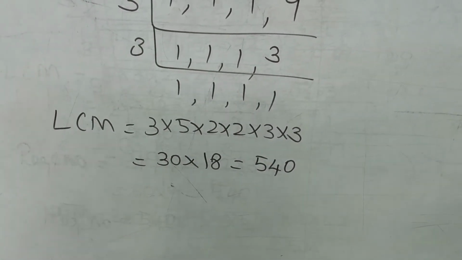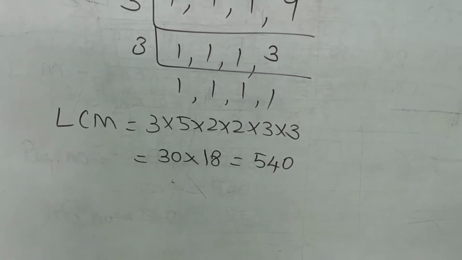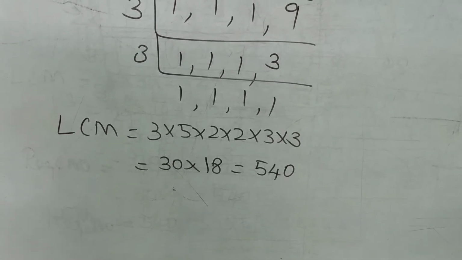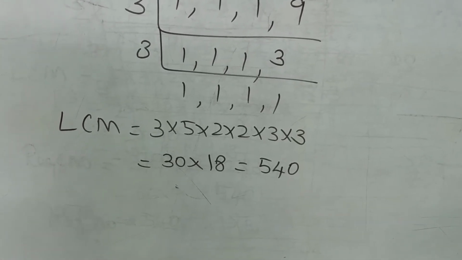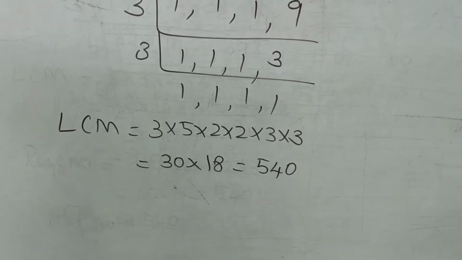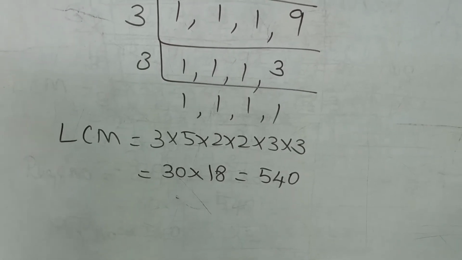Divide 540 by 12. The remainder must be 0. Then divide 540 by 15. The remainder must be 0. Divide 540 by 20. The remainder is 0. 540 divided by 27. The remainder must be 0. Therefore, 540 is divisible by the numbers 12, 15, 20 and 27.